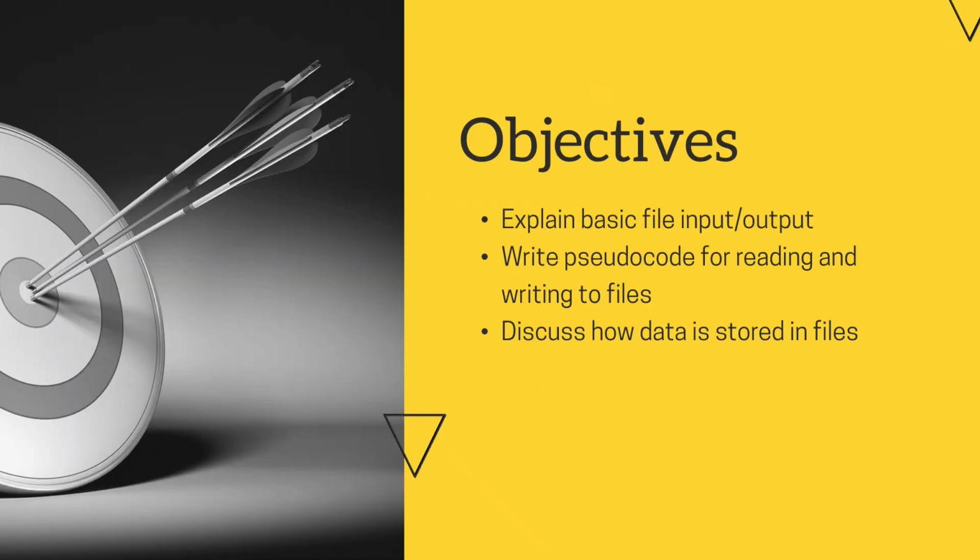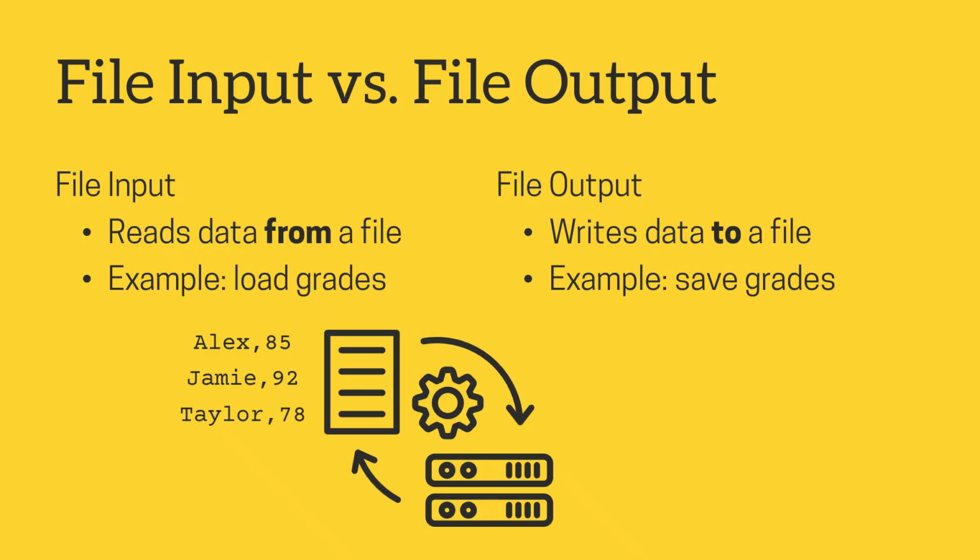Now, by the end of this lecture, you should be able to explain the basic ideas of file input and output, write pseudocode that shows how to read and write data files, and then discuss how data is stored in files and later retrieved. And this is important. You'll also be ready to complete your file input-output assignment, where you're going to write pseudocode to read student names and scores from a file and then show how that data flows through your program. So let's get started with the basics.